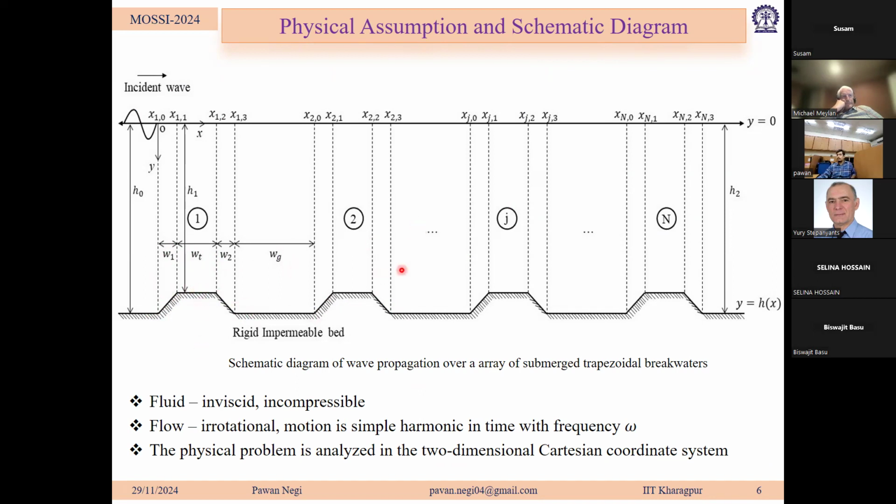Here we have assumed the fluid to be inviscid and incompressible, and the flow is irrotational and simple harmonic in time with frequency omega. Here the water depths are considered to be H0 on the incident side and H2 at the end of the last breakwater. Mostly for computational purposes, I have fixed H0 equal to H2, but for an unsymmetrical geometry, we can consider H0 not equal to H2, and the problem still works fine.